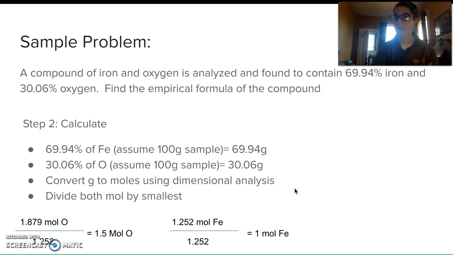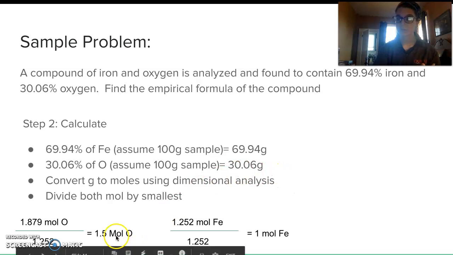Next, we're going to divide by small. The smallest of the two numbers was from iron. 1.252 is less than 1.879. So we're going to divide both samples by 1.252. When we do that for oxygen, we get 1.5 moles of oxygen. And when we do it for iron, we get 1.0 moles of iron. So here, iron has a nice whole number, but oxygen does not.